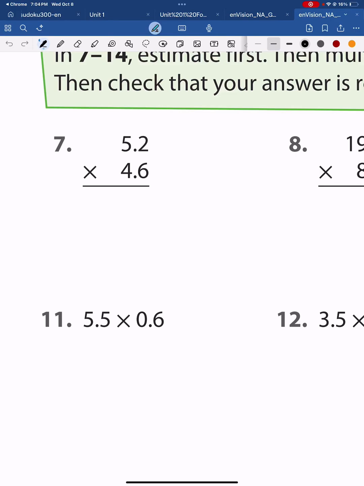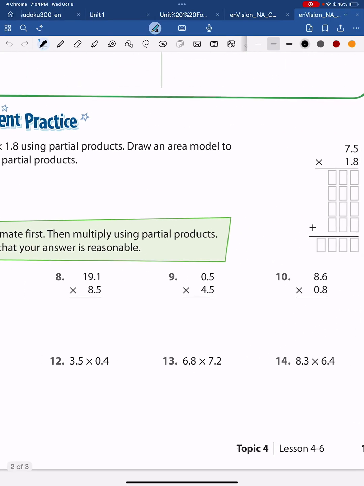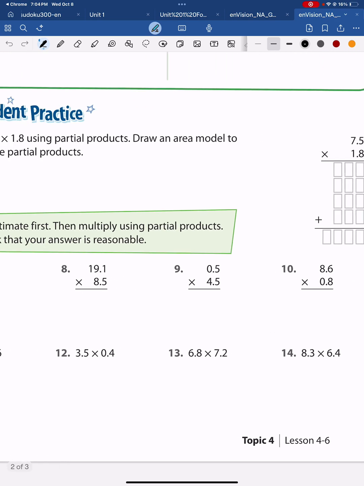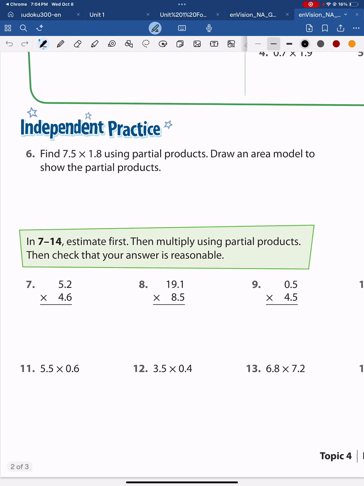Okay, let's do some homework together. So tonight they are doing page 151, questions 11, 12, 13, and 14. I want to do a couple of these with you, just to go back over and review and hit on some points where we're struggling.